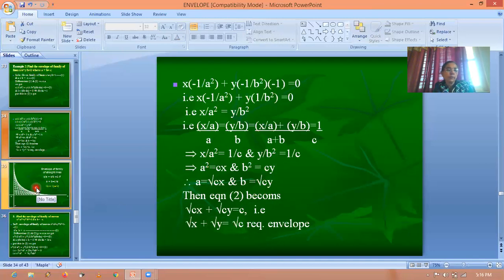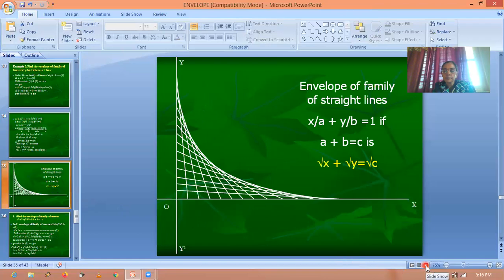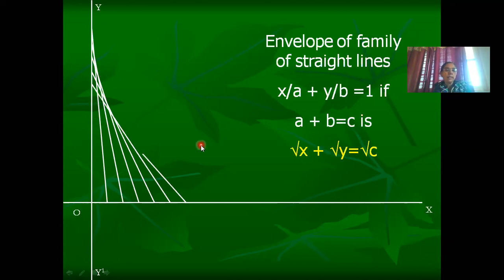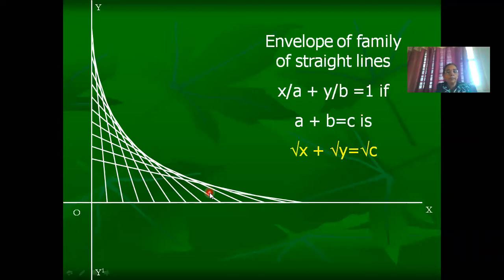So if you draw geometrically, go on drawing the lines so that this is A and this is B, so that it is fixed. A plus B is equal to some constant. So again this is A and this is B. As A increases, B decreases here. Like that, go on drawing the lines. So again here this is A and this is B. Then again this is A and this is B. In this way, A plus B must be fixed, but go on changing A and B here. If you draw the lines like that, you are getting at the end one curve here. So this is the curve, and that curve will be root x plus root y is equal to root c. This is the envelope of the family of lines x by a plus y by b is equal to 1 if a plus b is equal to c here.